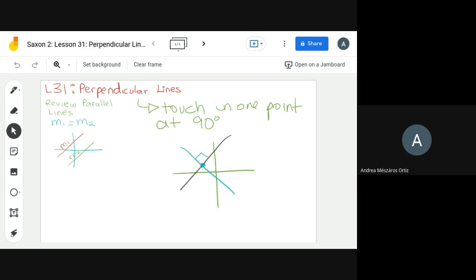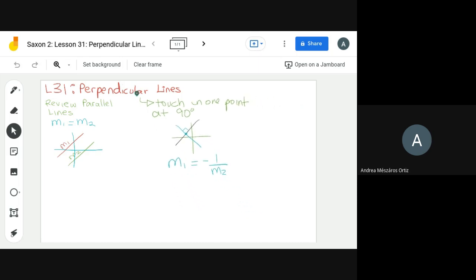Okay, now the relationship here of the slopes is going to be that they are the negative reciprocals. Okay, so M1 equals the negative reciprocal of M2. So we have to remember what a negative reciprocal is, and maybe you are starting to remember these things from previously. A negative reciprocal is whenever we change the denominator for the numerator, and a negative is like an opposite.